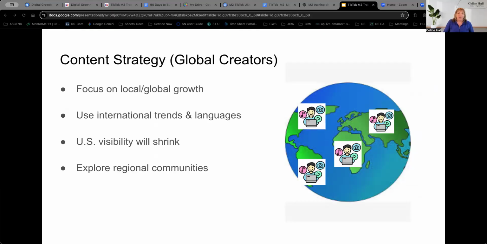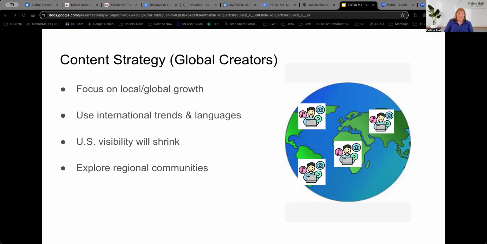So let's talk about international creator strategy. For international creators like myself, the strategy is going to look different. Number one, we have to focus on regions as well. Since US visibility is shrinking or it's going to be non-existent, we need to lean into local and regional audiences. So I'll have to focus on UK and Canada and South Africa.